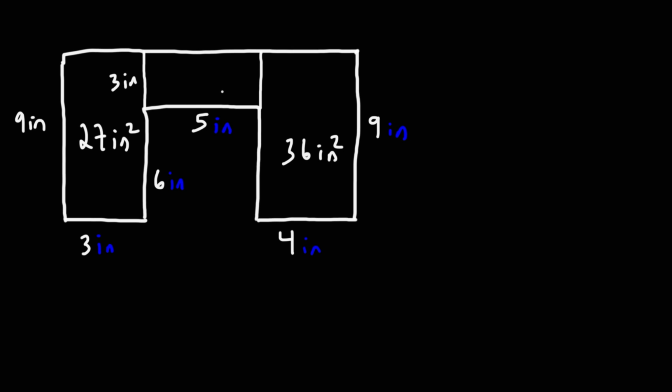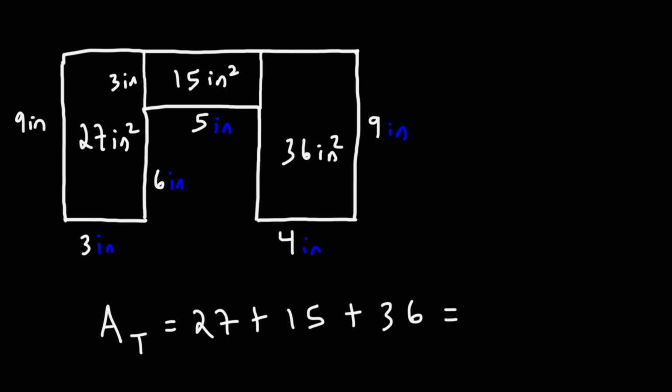So now we can find the area of the middle rectangle. We have a length of 5 and a width of 3, so 3 times 5, that's going to be 15 square inches. So to get the total area, we're going to add up the individual values. So we have 27 plus 15 plus 36.